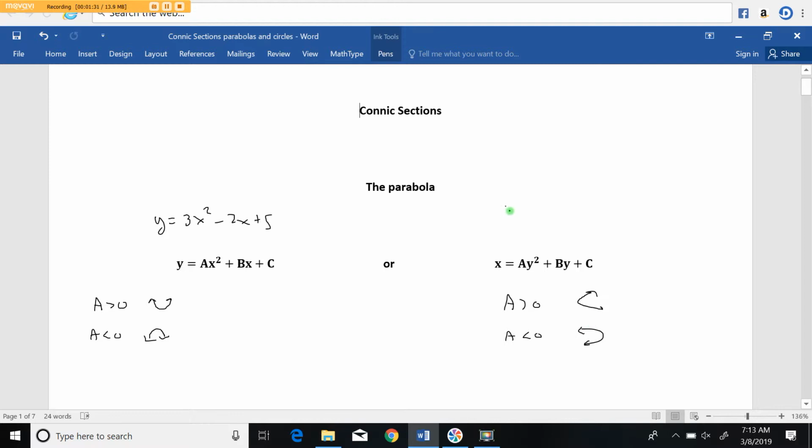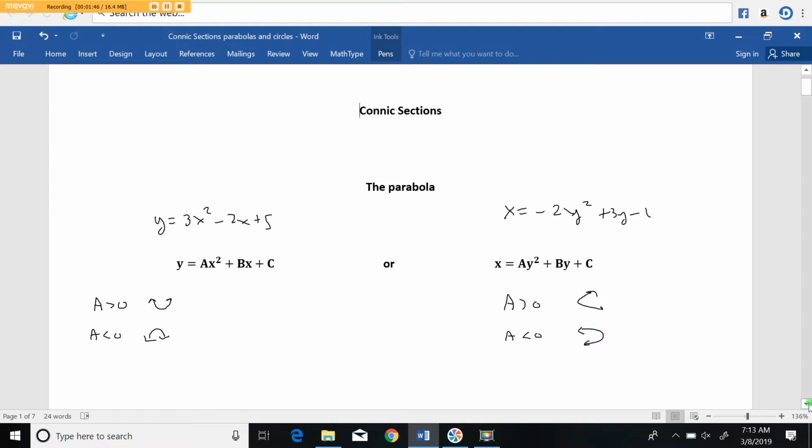As a quick example, x equals negative 2y squared plus 3y minus 1. I'm just making that up off the top of my head. Taking a look at this, our value for a is negative 2. This parabola opens to the left, like so.